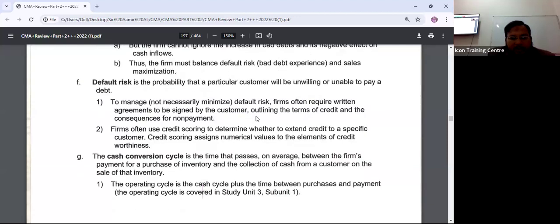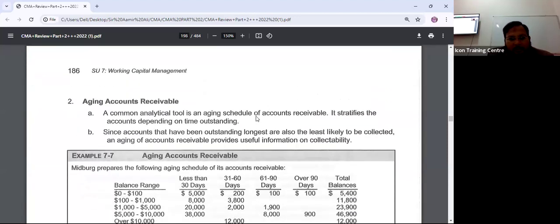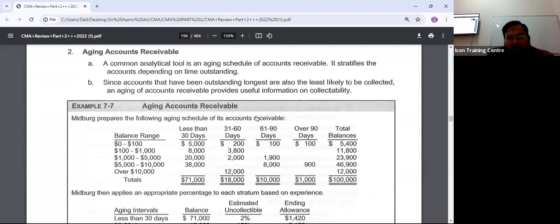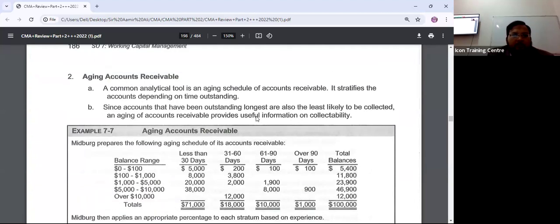And then cash conversion cycle, we have already gone through this cash conversion cycle, right? Now, this is very important. Aging account receivable. This is one of the beautiful techniques which is being used by the companies. So we have a balance range, right? If you have less than 30 days, 31 days, 61 to 90 days. That is how you will create a schedule. If there is a customer who is over 90 days, you will always expect less amount to receive from him.